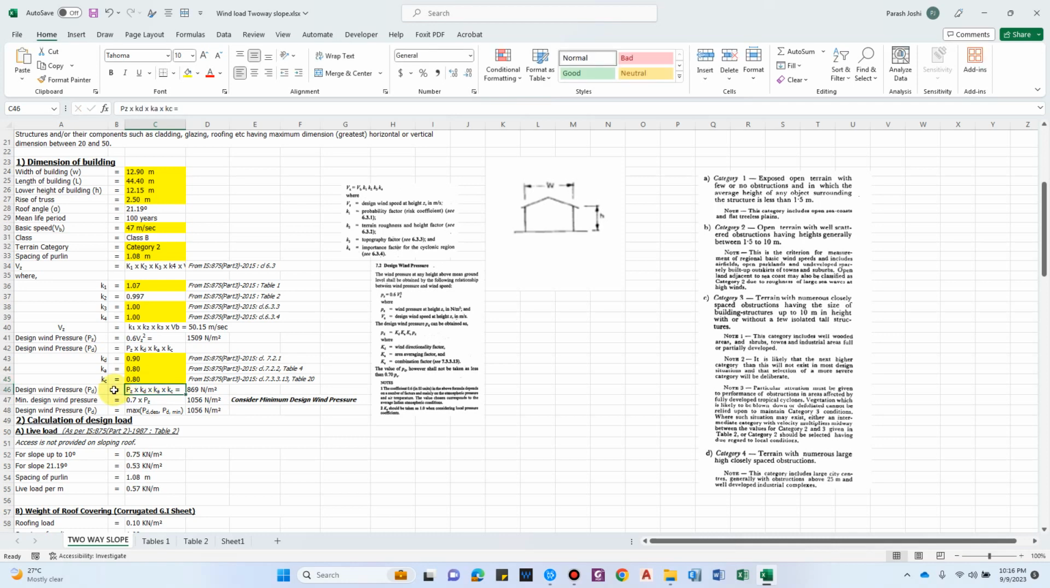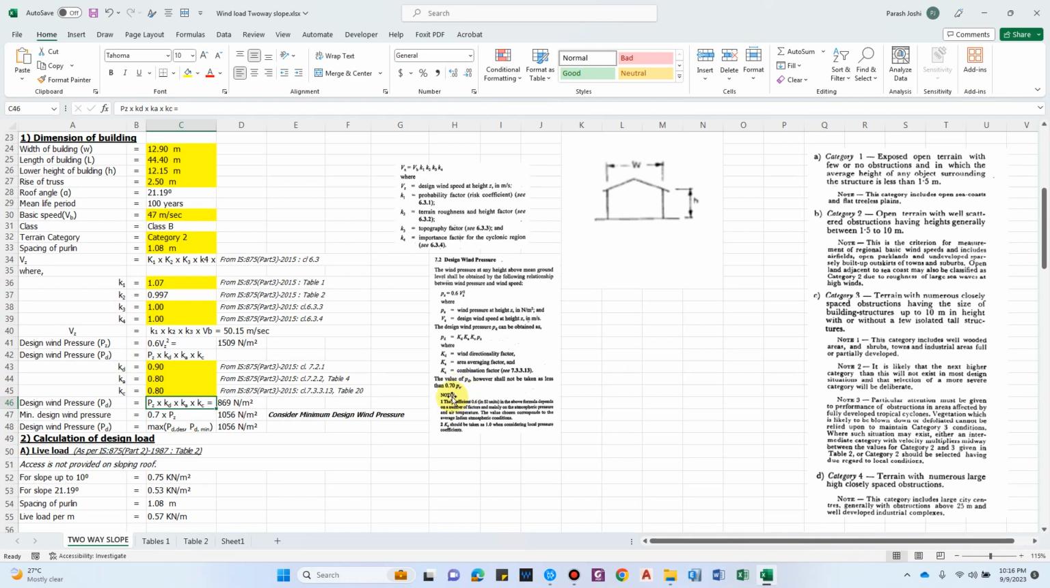So we get the value of design wind pressure as 869 Newton per meter square, and then the minimum design wind pressure. We have to compare the design wind pressure with the minimum value that we get from clause 7.2, which says the minimum wind pressure should be 0.7 times Pz, and that comes as 1056 Newton per meter square. So we'll be considering the minimum wind pressure, and the design wind pressure finally will be 1056 Newton per meter square.